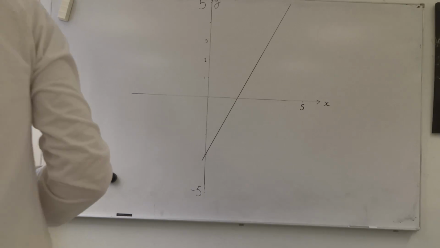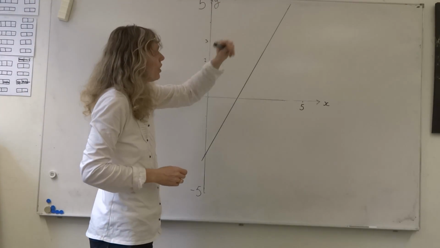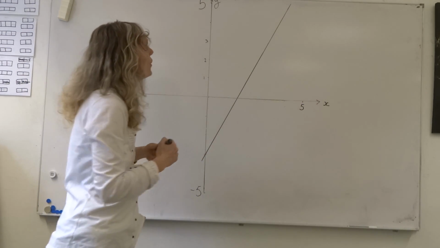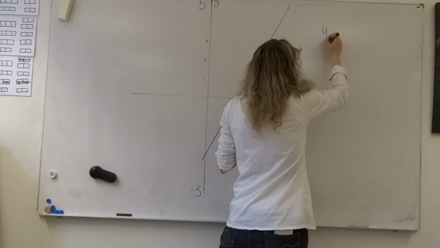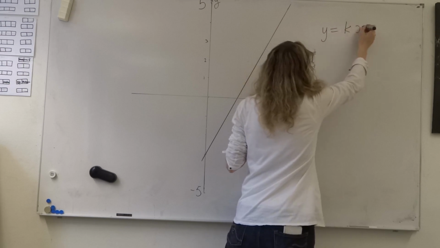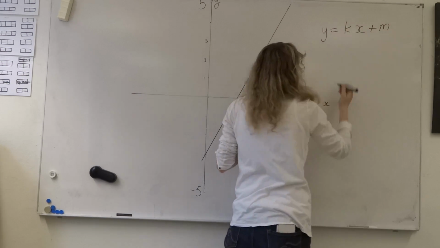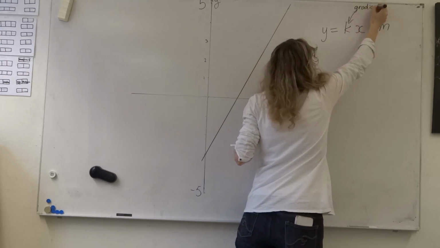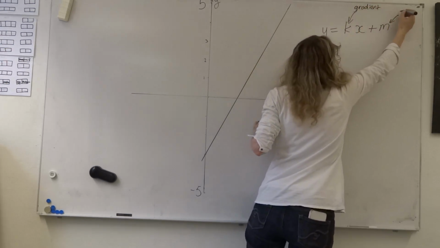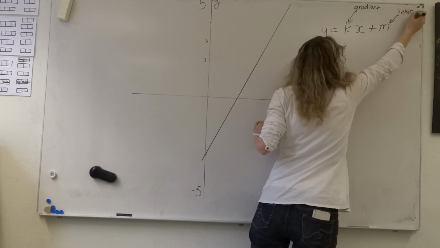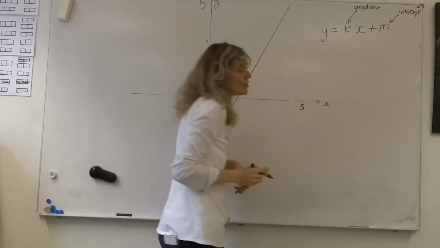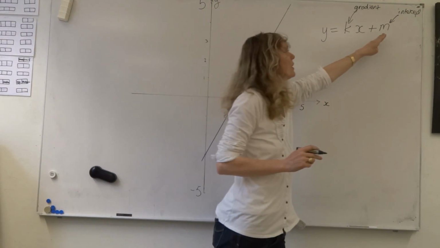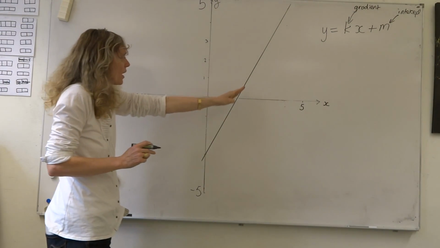Right, now we're going to look at a graph that's been plotted, a straight line graph. So we know that it's going to have the form y equals kx plus m, where k is the gradient and m is the intercept, where it cuts the y-axis. So let's start with the easiest thing, which is the intercept. Where does this line cut the y-axis?